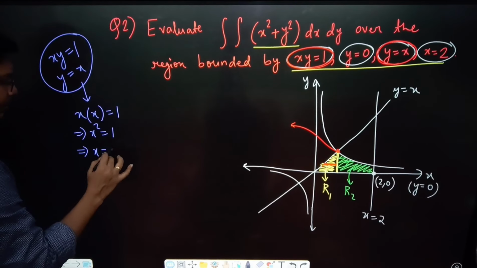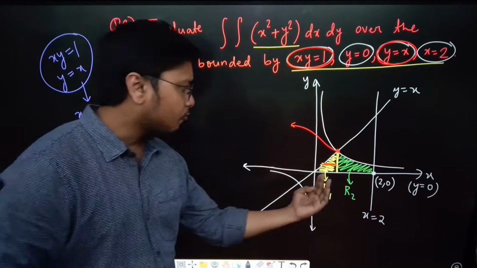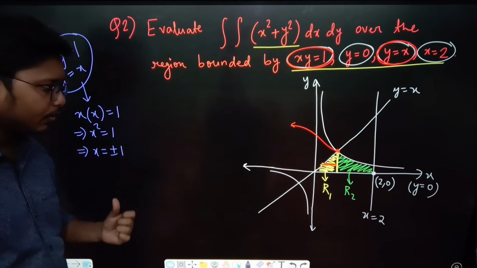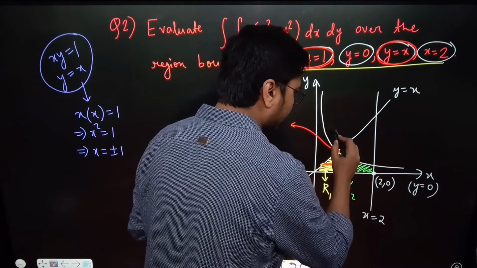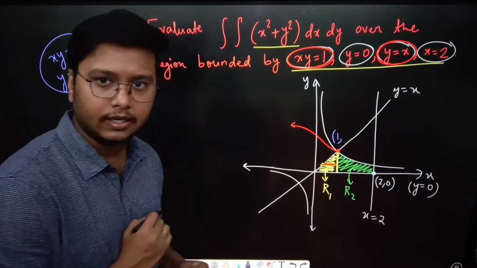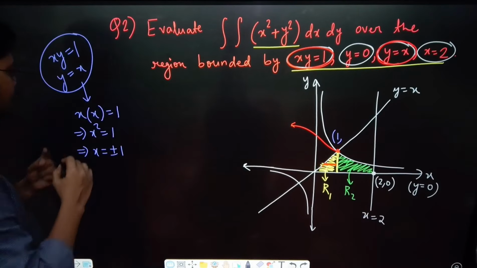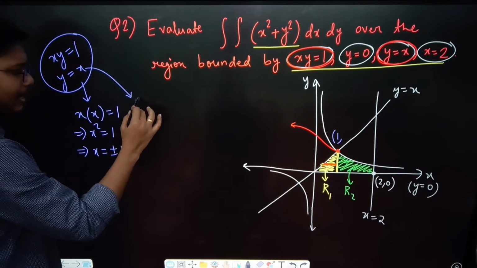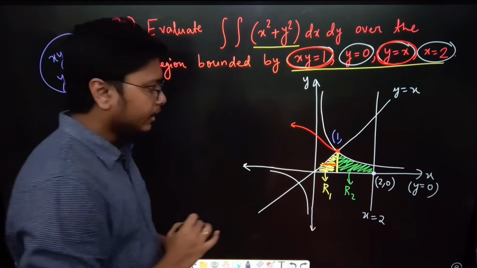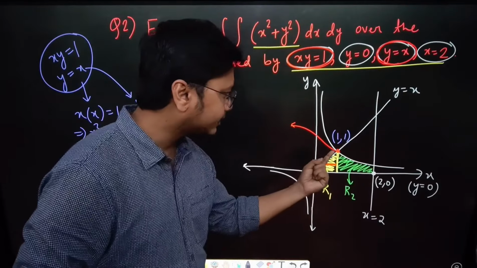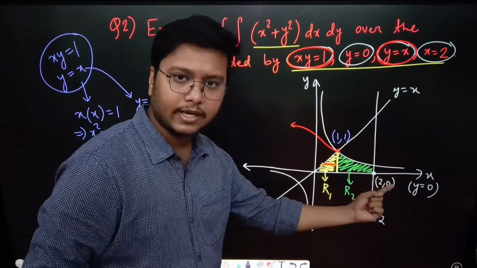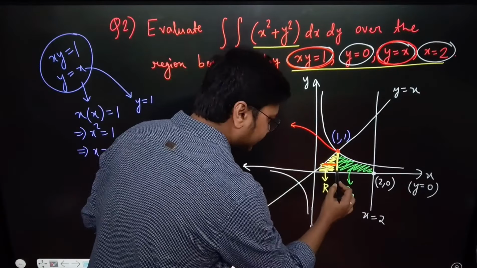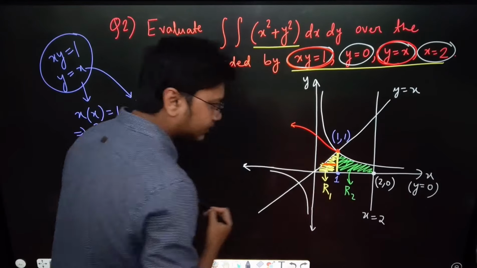So that would give me x equals plus or minus 1. Now, since I'm working in the first quadrant, I'm obviously interested in the x equals plus 1 point. So that means the x coordinate of this point is positive 1. Now, if I plug the value of x into the second equation, or any one you want, I get the value of y also to be 1. So the coordinate of the intersection of y equals x and xy equals 1 is the point (1, 1). So at this point, the value of x is 1.